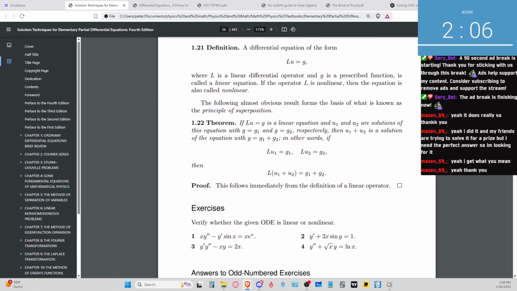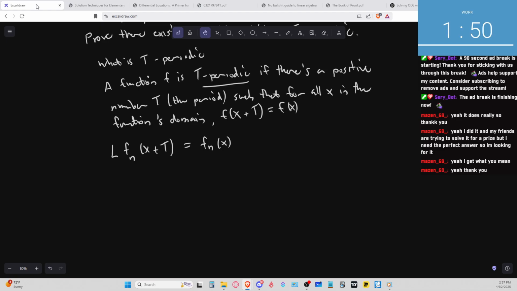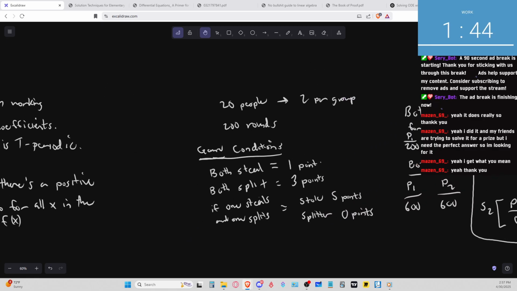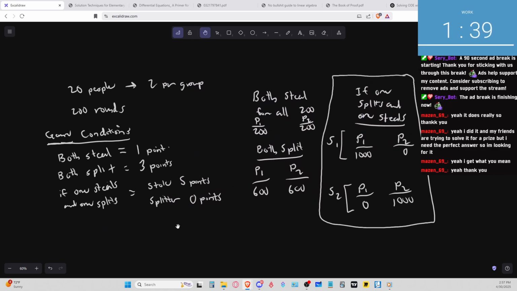Okay, I don't want to look at the answers here. Alright, so verify whether the given ordinary differential equation is linear or nonlinear. So I think we're done with this problem, but this was a pretty good problem. Thank you for sharing that with us, Masen.